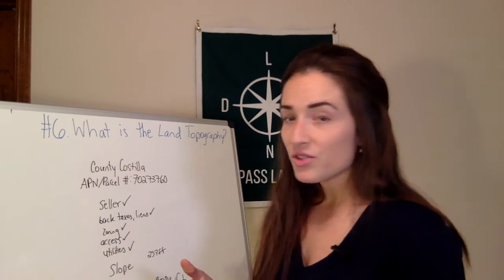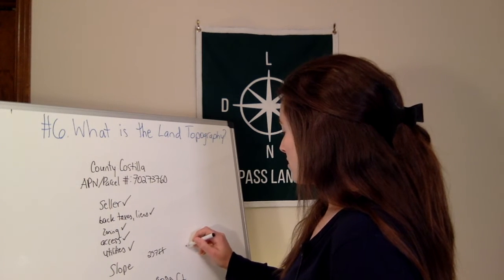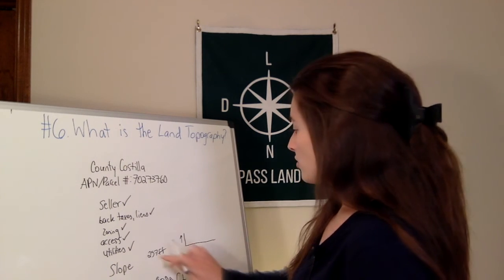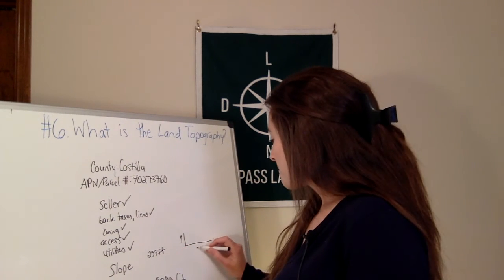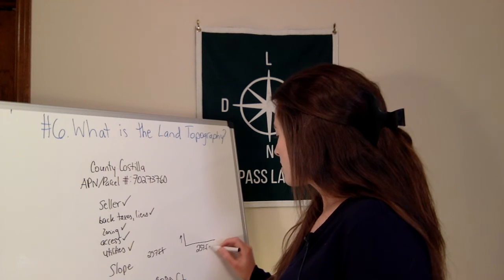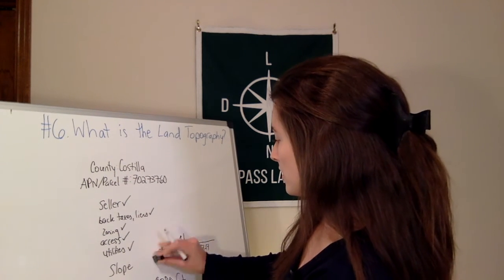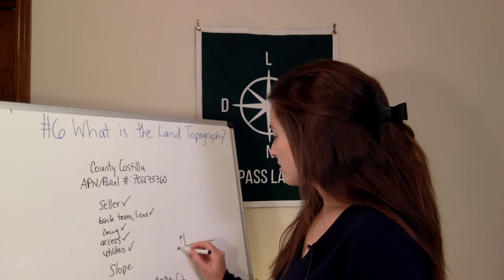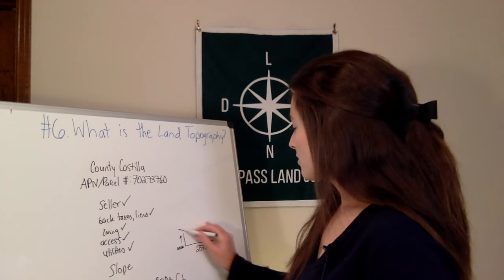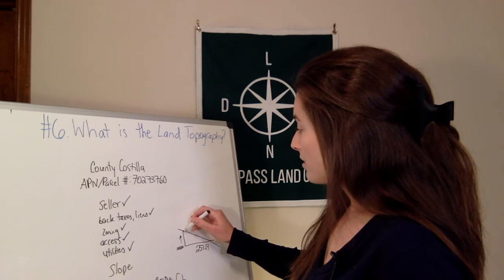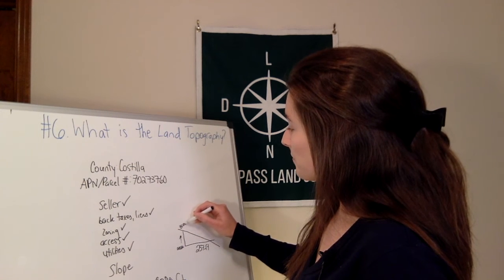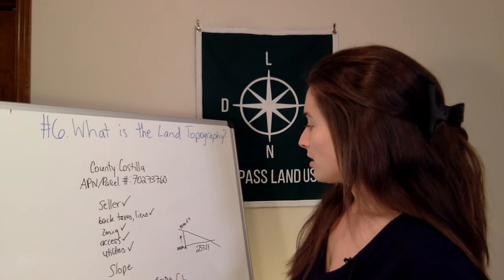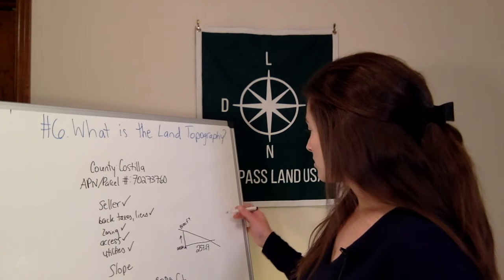So we have rise over run. That's the rise going up, and that's the run. So our run is 257 feet. And our rise, we started at 8,080 and we ended up at 8,100. So we have a total rise of 20 feet.